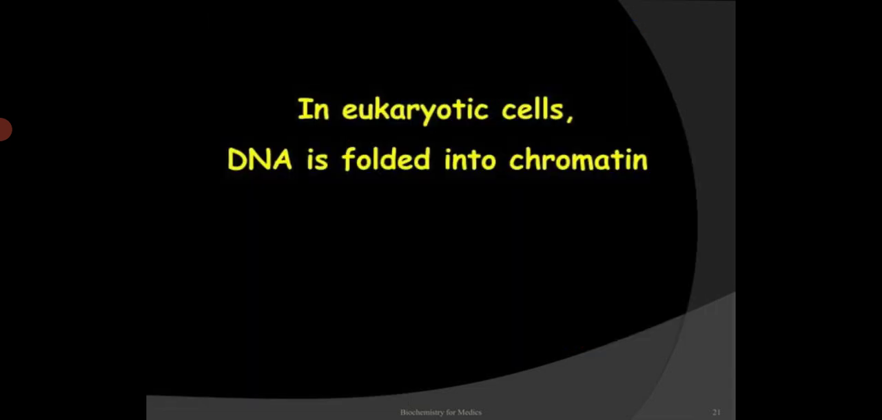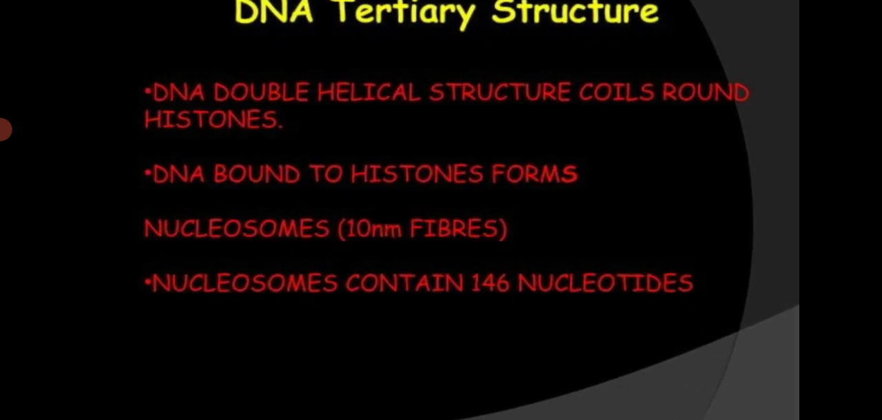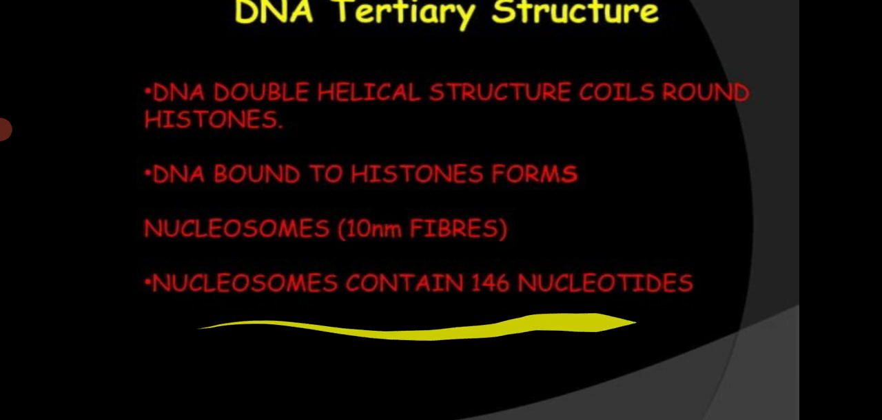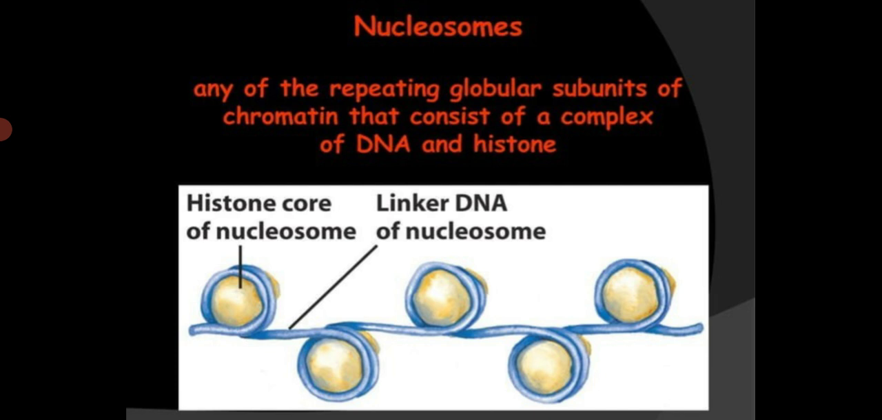In eukaryotic cells, DNA is folded into chromatin. The double helical structure coils around histones. The histones are basic proteins which are present in a nucleosome. DNA binds to histones and forms a nucleosome. The nucleosome is a fiber of 10 nanometers. Nucleosome contains 146 nucleotides. The nucleosome contains histone protein and linker DNA.